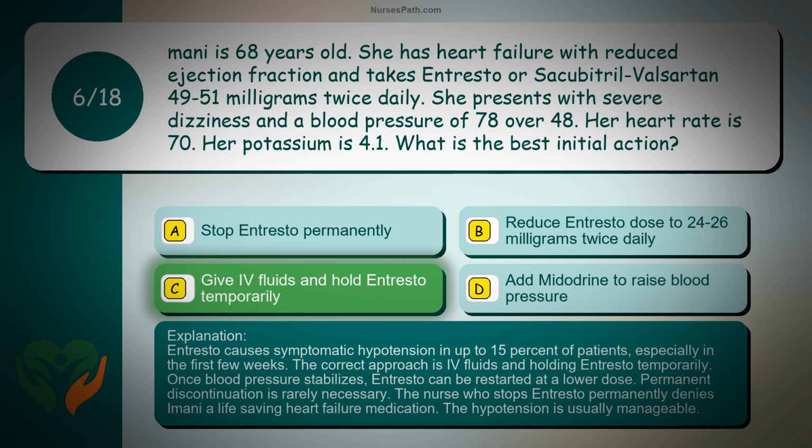Entresto causes symptomatic hypotension in up to 15% of patients, especially in the first few weeks. The correct approach is IV fluids and holding Entresto temporarily. Once blood pressure stabilizes, Entresto can be restarted at a lower dose. Permanent discontinuation is rarely necessary. The nurse who stops Entresto permanently denies Imani a life-saving heart failure medication. The hypotension is usually manageable.